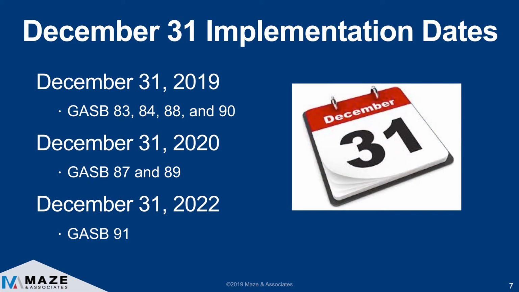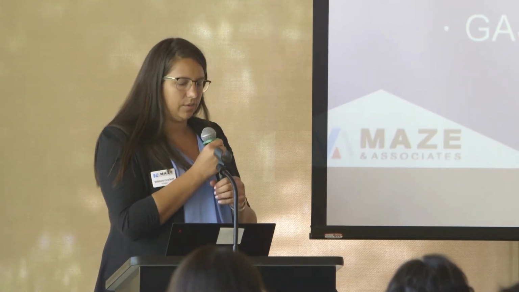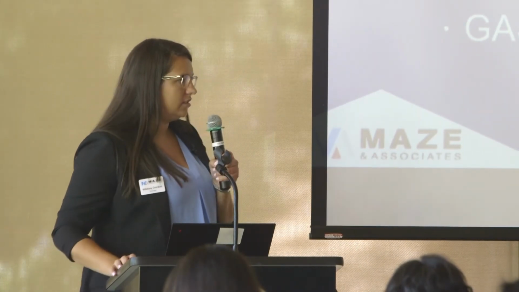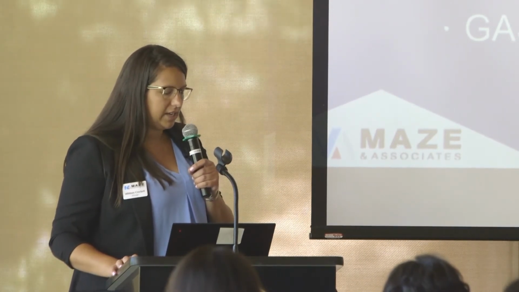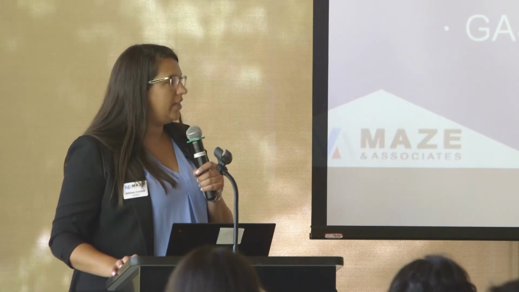So for those of you who have December 31st fiscal year end dates, this slide is for you, which has all those December 31st fiscal year end dates and then the GASBs that apply. So for fiscal year ending December 31st, 2019, it's kind of a heavy GASB year. So there's GASB 83, GASB 84, GASB 88 and 90. And then in fiscal year ending December 31st, 2020, there's GASB 87 and 89. And then in fiscal year ending December 31st, 2022, there's GASB 91.